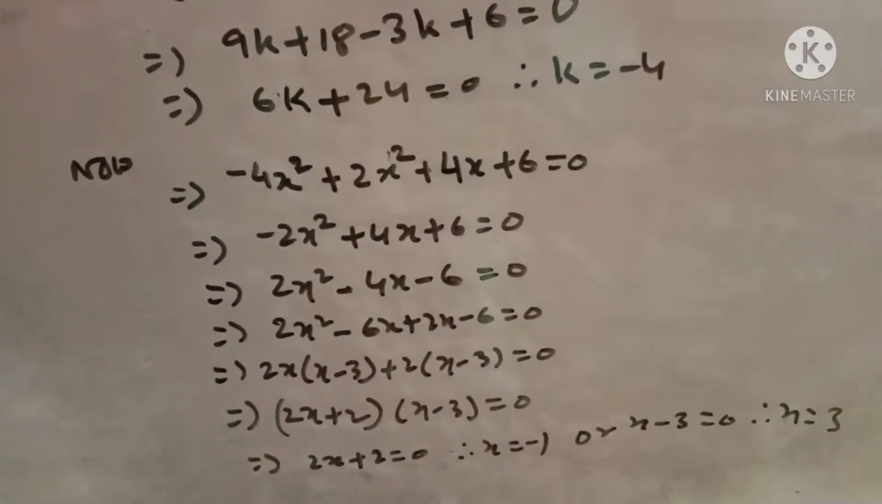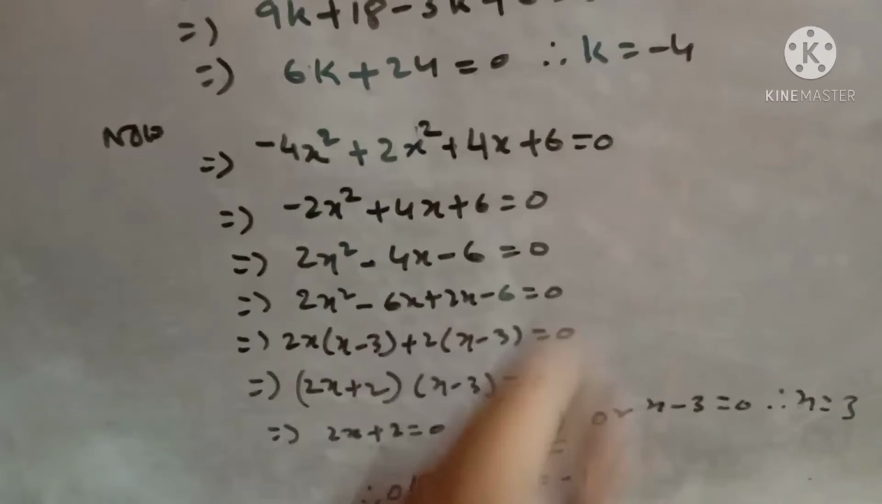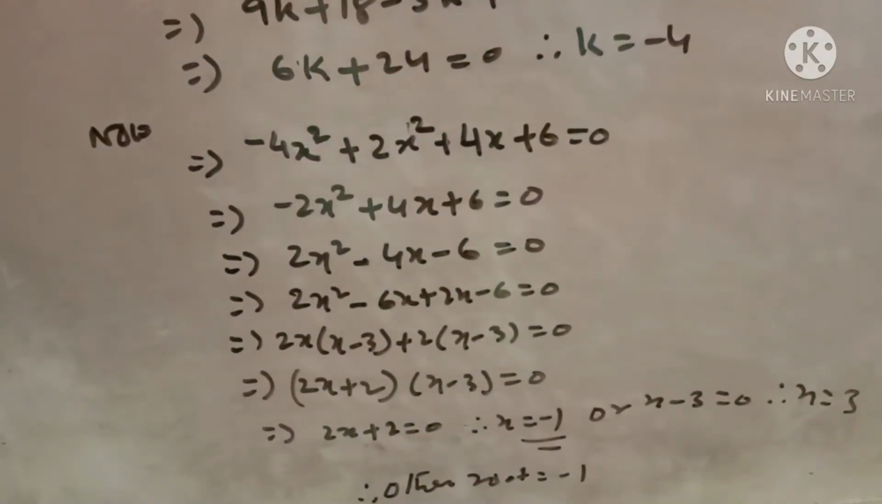So first part, so the other root will be what? Minus k. Therefore the other root is minus 1, because this is positive 3 and the value of k is minus 4. Okay, write down please.